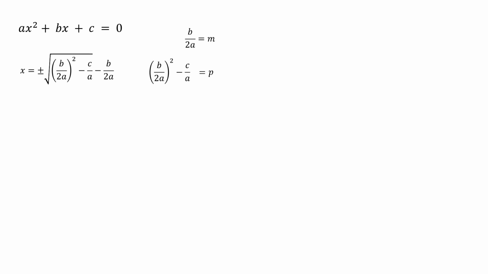The next part is to find the square root of b over 2a squared minus c over a. The left side is square rooted, so we will also have to square root p. And we'll call the value square root p q.